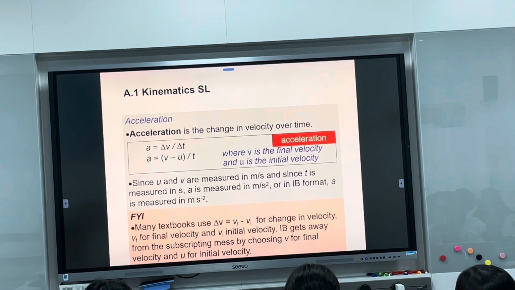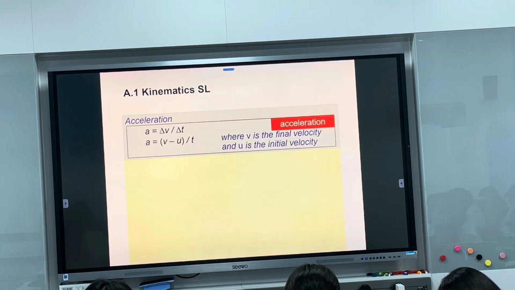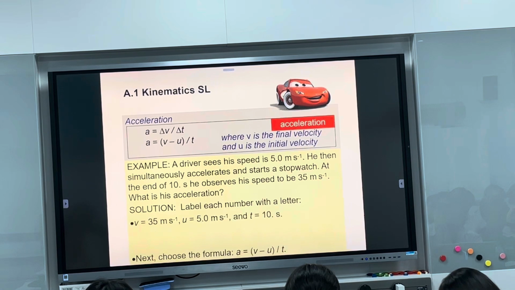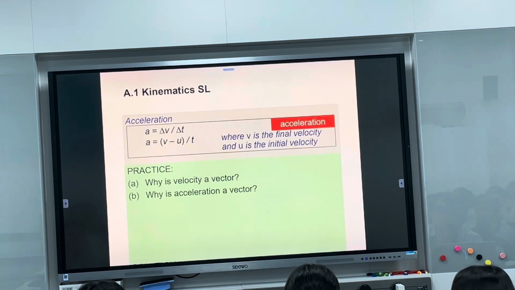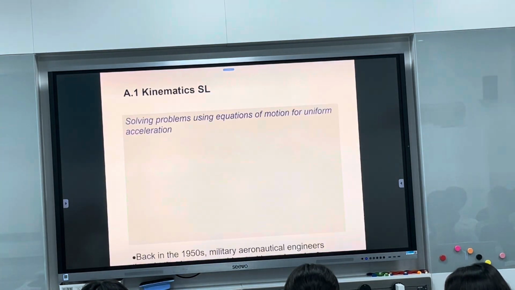So where V is final velocity, U is initial velocity. Okay, we're not going to do the examples. Very easy. You guys have already seen everything in E9. So skip.